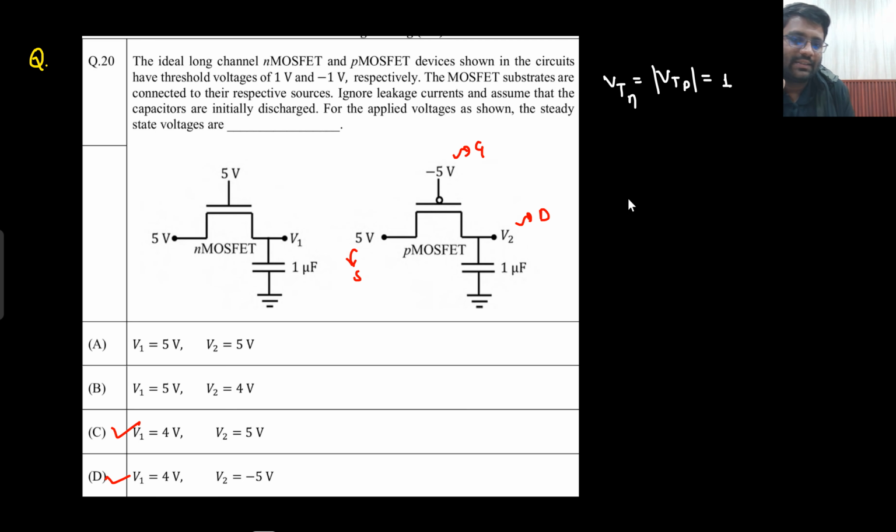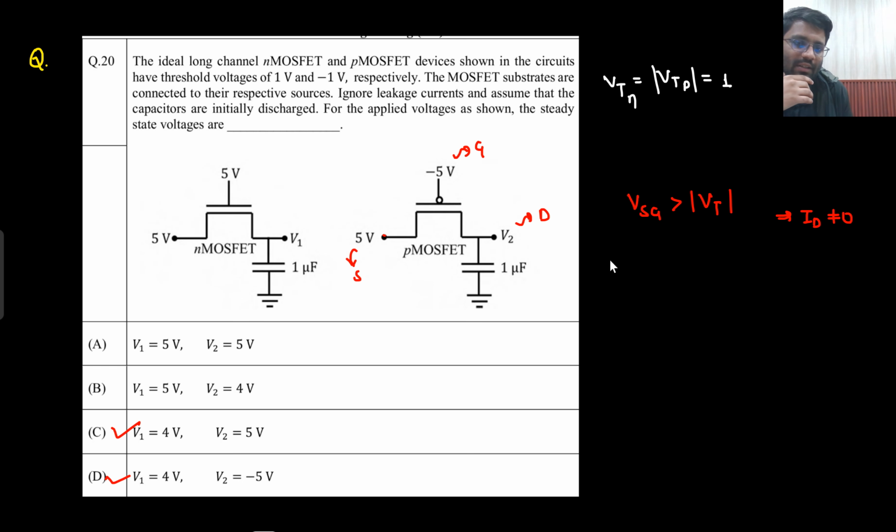So what are all the conditions, sir? The condition is VSG should be greater than 0 and VSG should be greater than VT. Sorry guys, VSG should be greater than mod of VT. This is the condition for the current to be non-zero. Along with that, there is the source to drain potential, but let's forget about the VSD condition. As of now, the condition is that VSG should be greater than mod of VT.